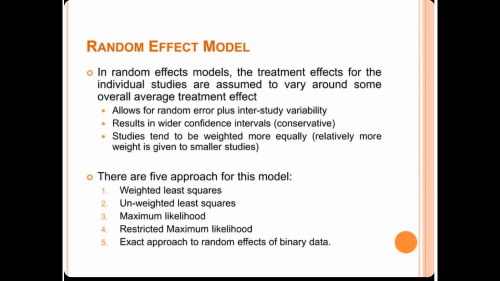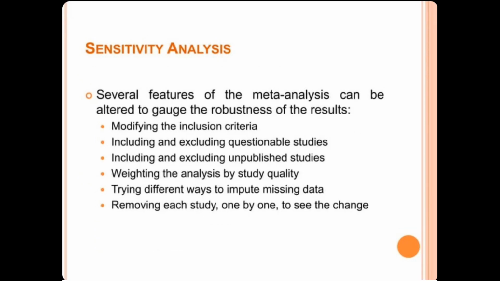In the random effects model, the treatment effects for the individual studies are assumed to vary around some overall average treatment effect, allowing for random error plus inter-study variability. Then there is sensitivity analysis, where several features of the meta-analysis can be altered to gauge the robustness of results, modifying the inclusion criteria like including and excluding unpublished studies, and also removing each study one by one to see the change.